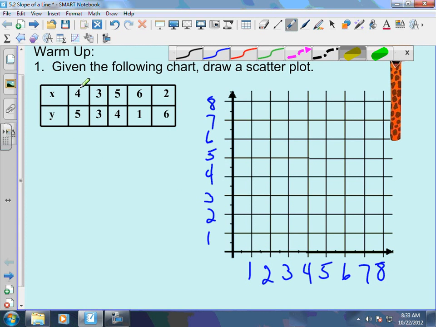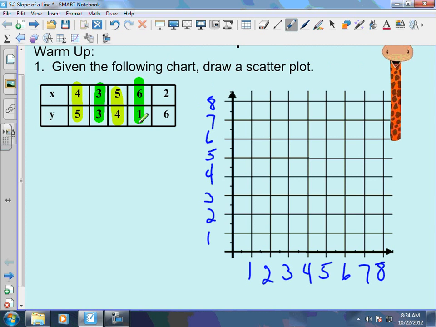So now I just match up my x and my y values that go together. 4 and 5 go together. 3 and 3 go together. 5 and 4 go together. 6 and 1 go together. And 2 and 6 go together. So when x is 4, y is 5. x is 4, so I go over to the 4, up to the 5, put my dot.